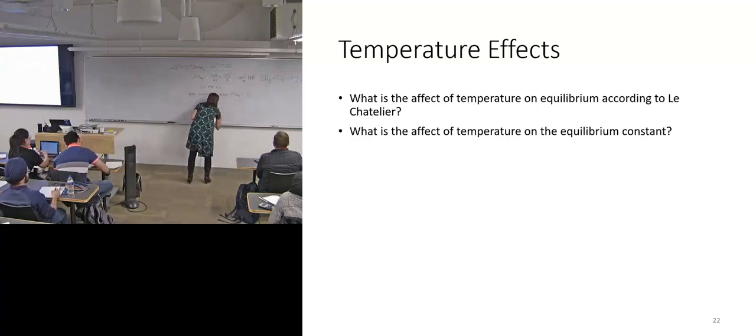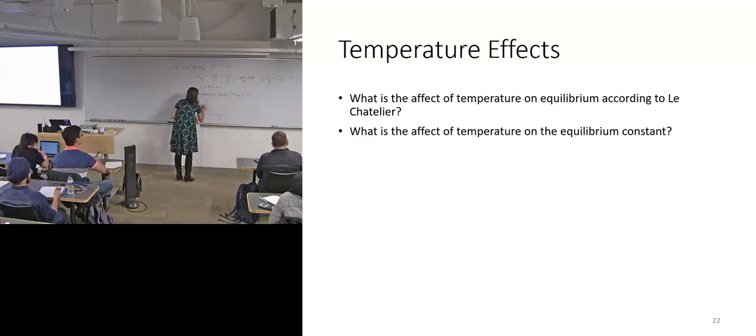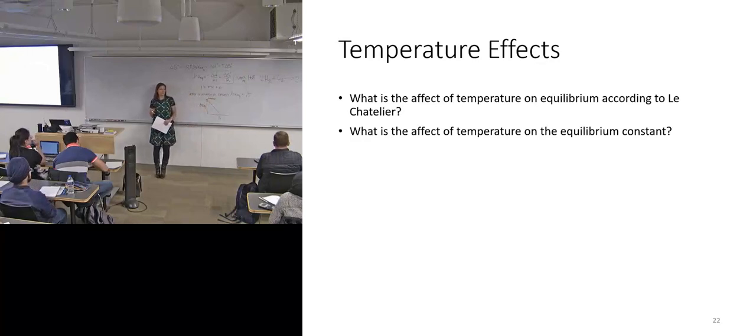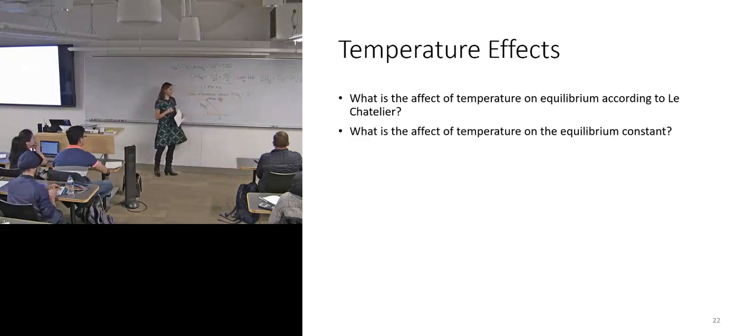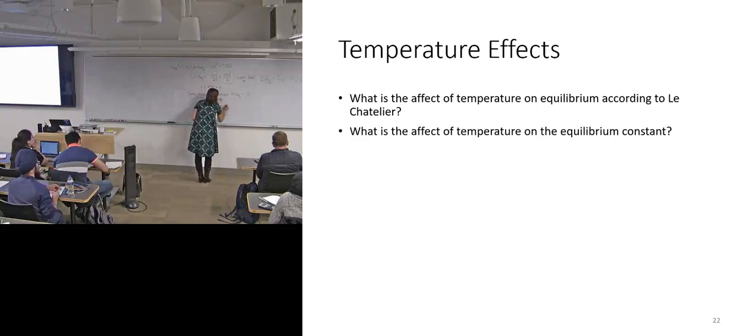So you can plot it. Put 1 over T here, natural log of Keq on the y-axis. And it's going to look like this. What's your intercept equal to? Delta S over R. Change in entropy at standard state over the gas constant is my intercept. My slope is negative change in enthalpy at standard state over R.